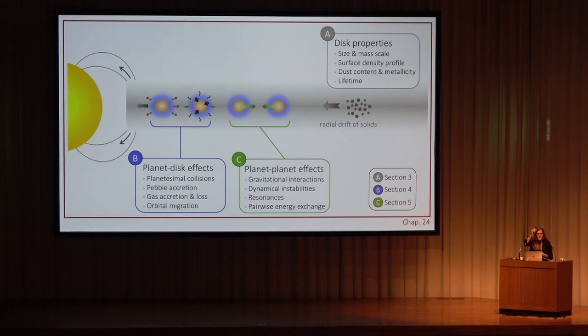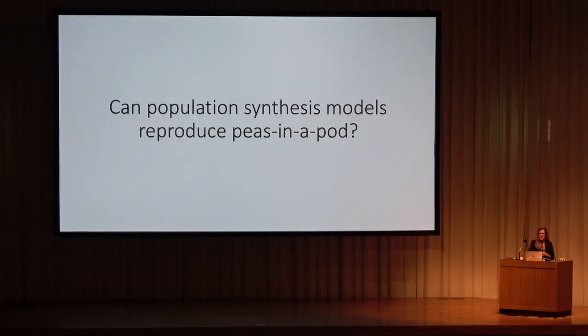In the last few minutes, I just want to take some time to explore how all of these processes might work together in a comprehensive framework. So here we can ask the question of, can population synthesis models reproduce the basic features of peas in a pod? In brief, population synthesis models attempt to simulate the formation of an entire population of planets end-to-end by incorporating all possible physics in a self-contained way, and attempting to compare the resulting synthetic planetary systems to the data using synthetic detection.